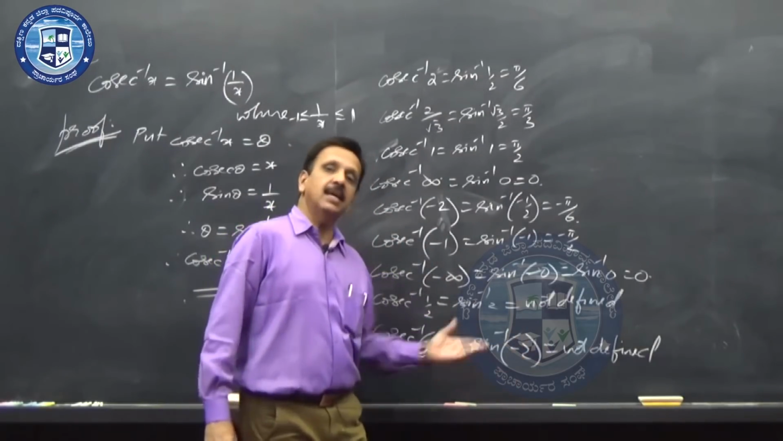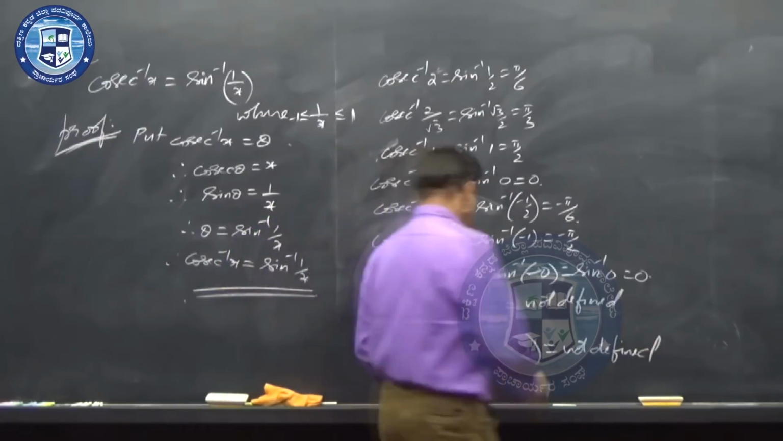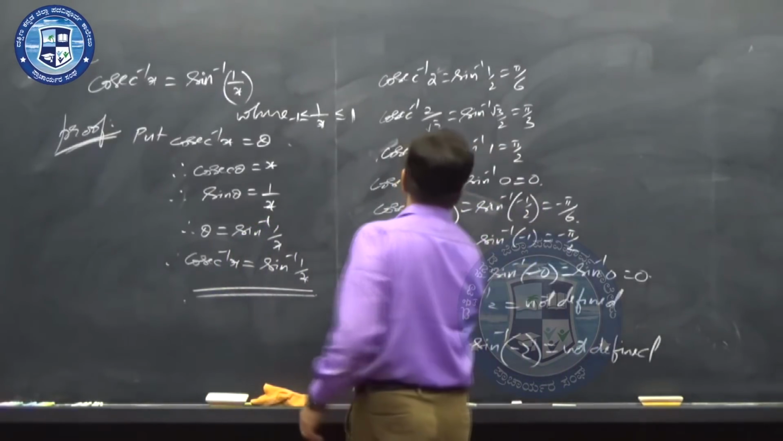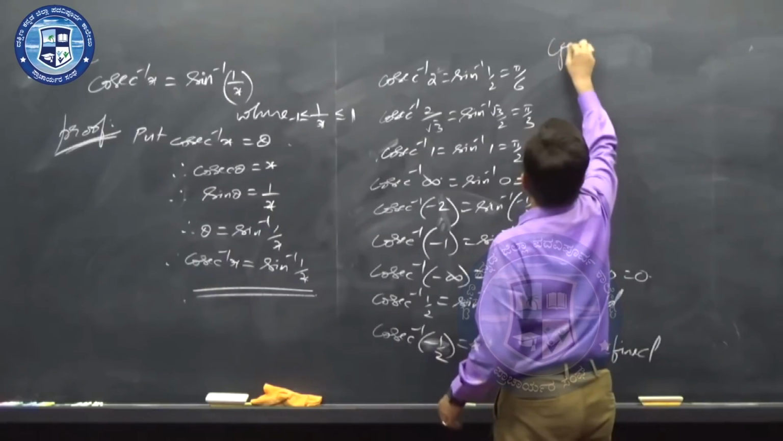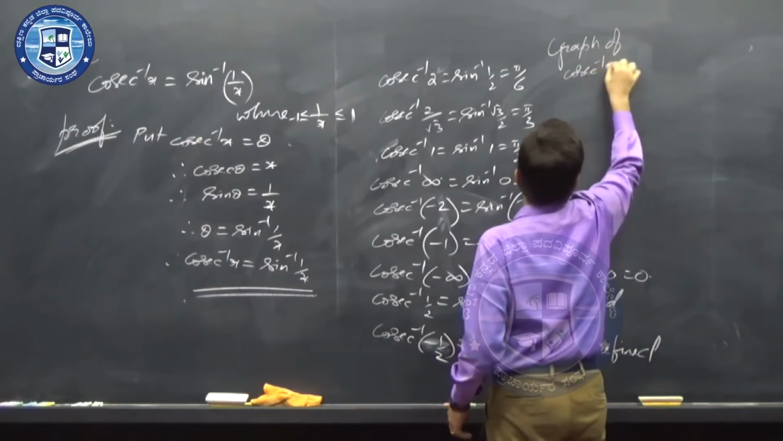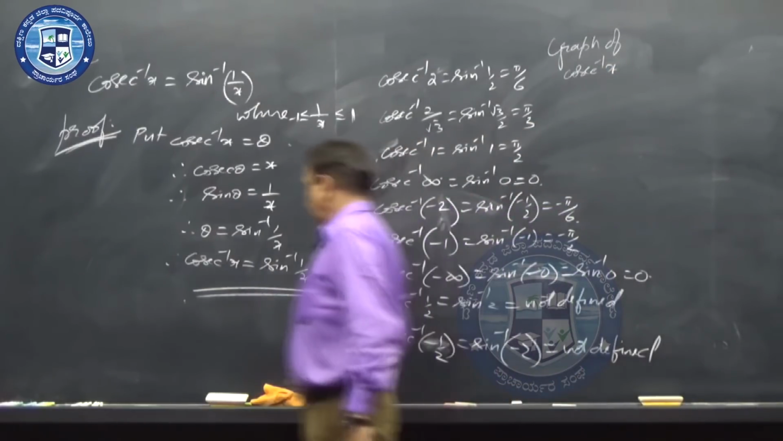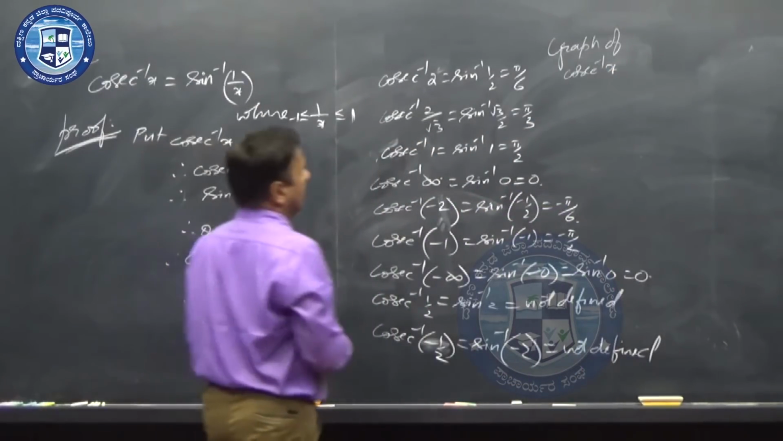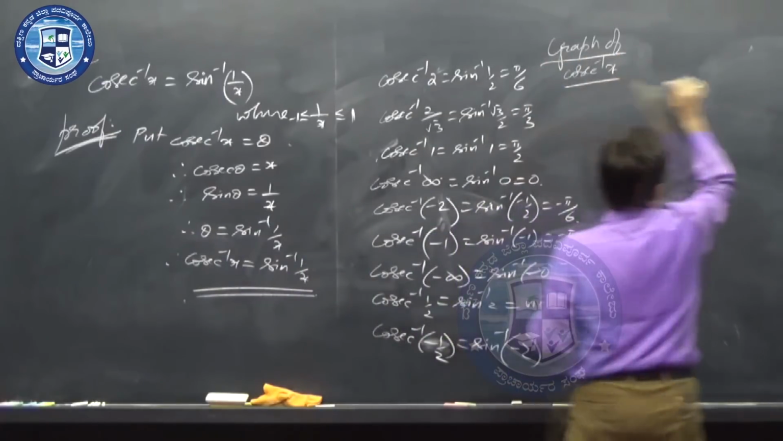Minus 2 is less than minus 1. So, that is why it is not defined. Now you draw the graph of, what is that? Graph of cosec inverse x. It is quite interesting. Look at that. Before drawing the graph of cosec inverse x, let me draw the graph of sine inverse x.